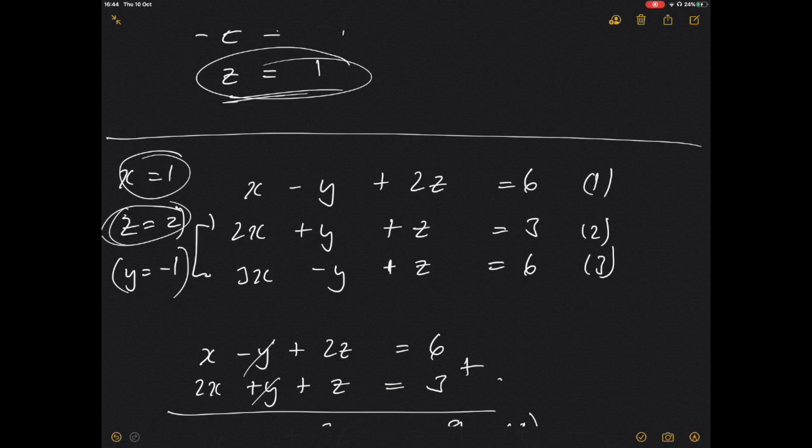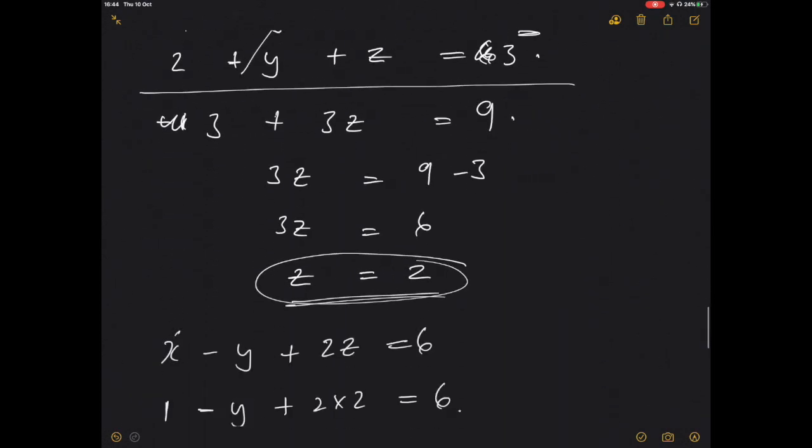So if we check it in equation 1, we could say 1 minus y, minus minus 1. So that's 2 plus 2 times 2, which is 4. So 2 plus 4 equals 6. And we've got the right answer to our question.